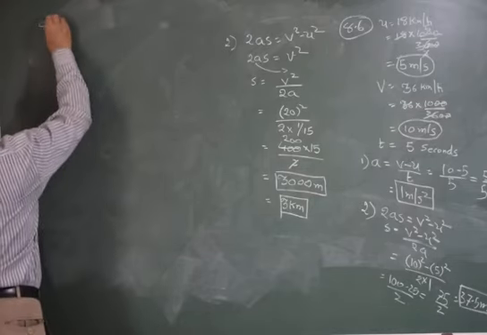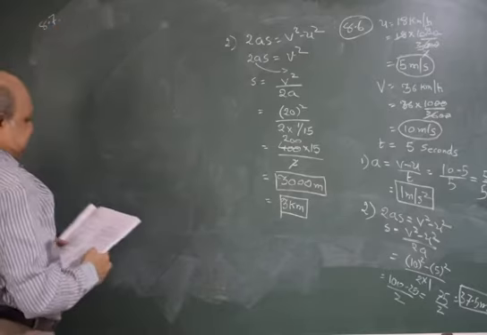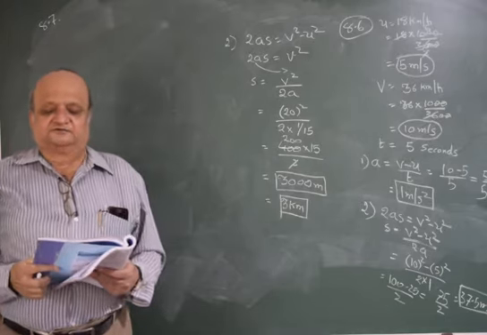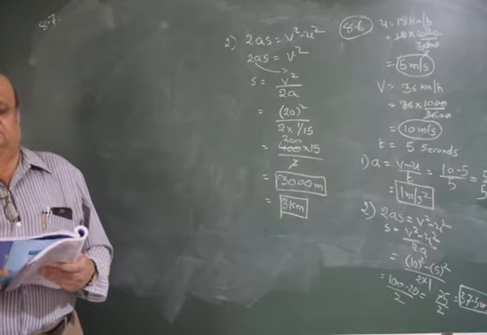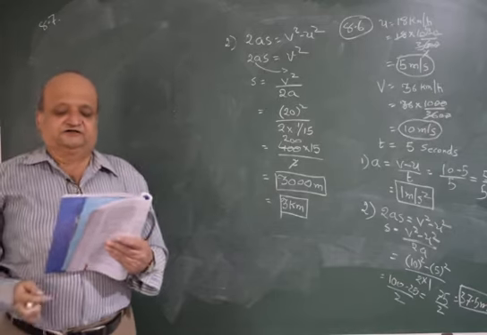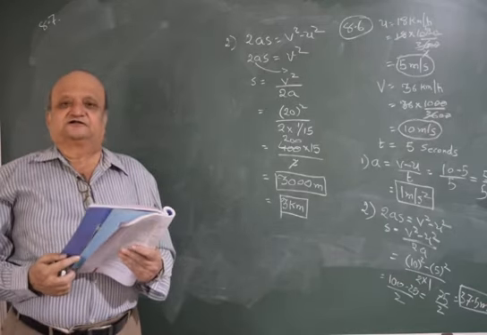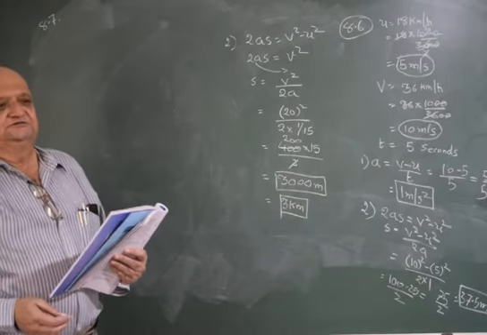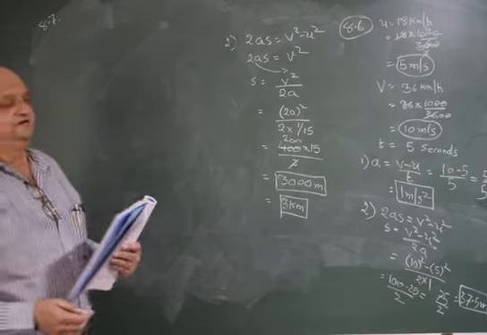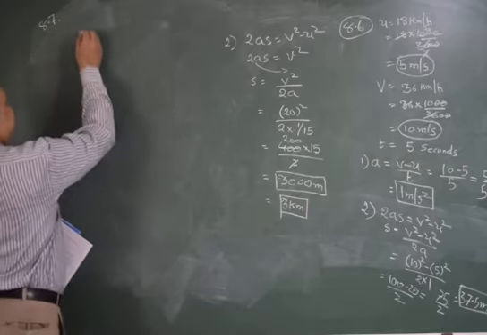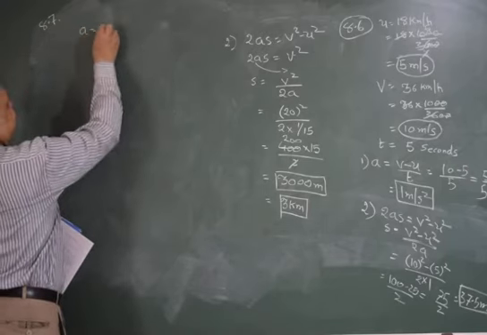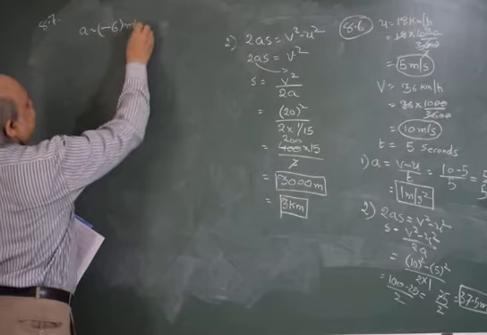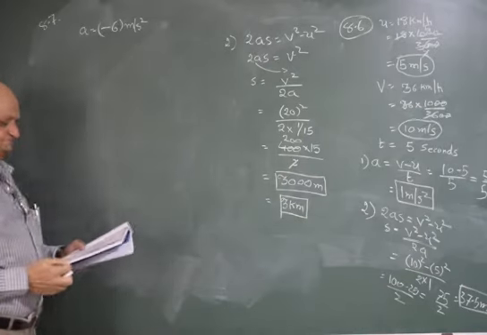Example 8.7. It reads: the brakes applied to a car produces an acceleration of 6 meter per second square in opposite direction. Now because it is in opposite direction, the sign will not be plus, it will be minus, and therefore we say a equal to minus 6 meter per second square.